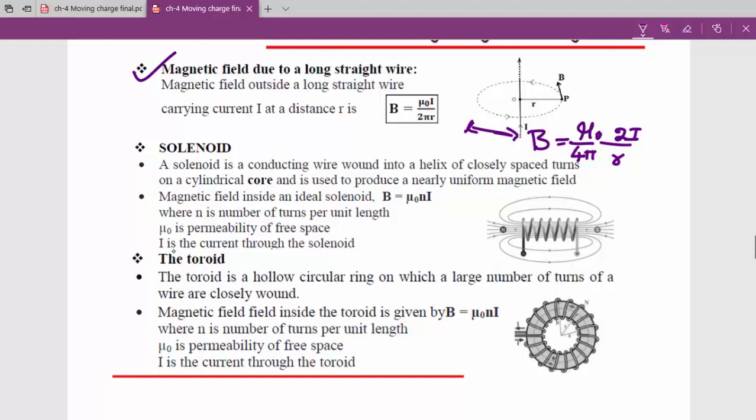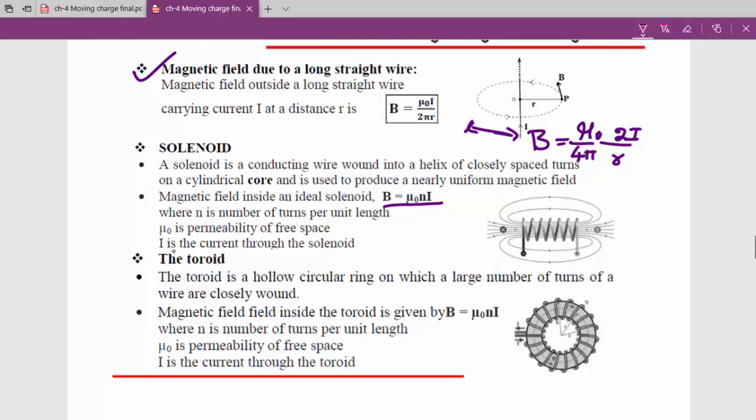So the magnetic field inside the solenoid is B equal to mu naught n I, where n is the number of turns per unit length, mu naught is the permeability of free space. No need to tell once again. What is I?